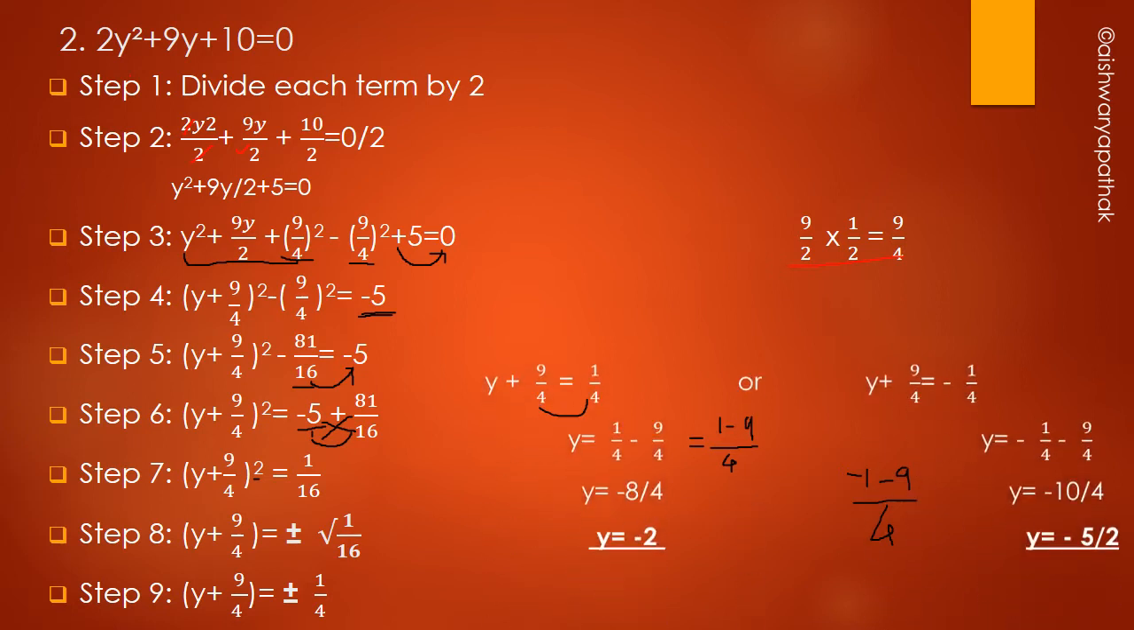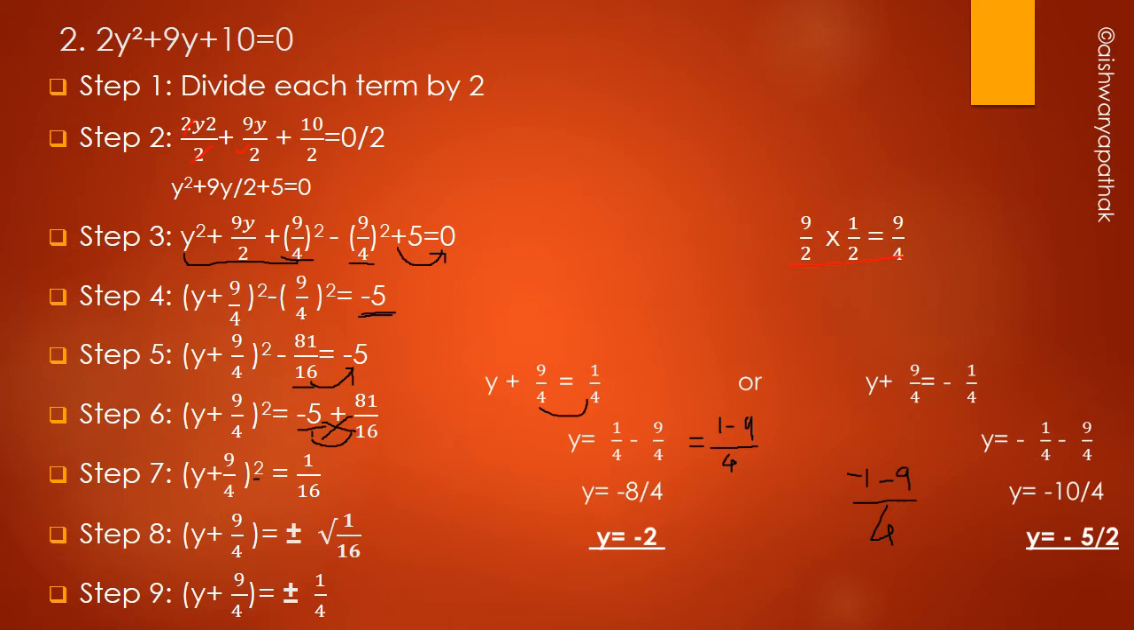So in step 1, what we have to do here is divide each term by 2. Divide each term means what? 2y square divided by 2, 9y divided by 2, 10 divided by 2 is equal to 0 divided by 2. So in this way you have to divide each term by 2. So here 2y square upon 2, 9y upon 2 plus 10 upon 2 is equal to 0 upon 2. So what we have got here, this 2 and this 2 will be cut.